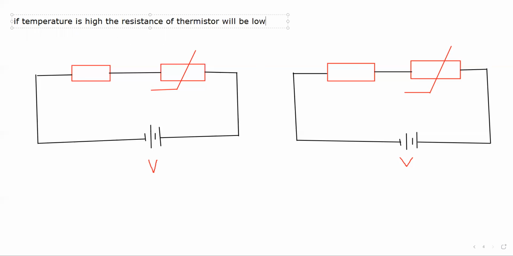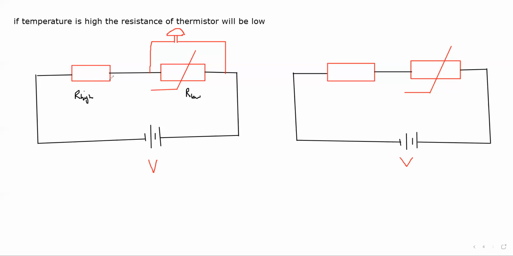So what happens if you have a bell or a buzzer connected here? For example, a buzzer is there or a bell is there. When the temperature is high, the resistance of the thermistor is low. So here the resistance will be low. In comparison, the resistance of the fixed resistor will be high. The arrow up does not mean the resistance of the fixed resistor is increasing. It means that a comparison is there. We are comparing the two resistances. Here the resistance is low, but the resistance of the fixed resistor is high.